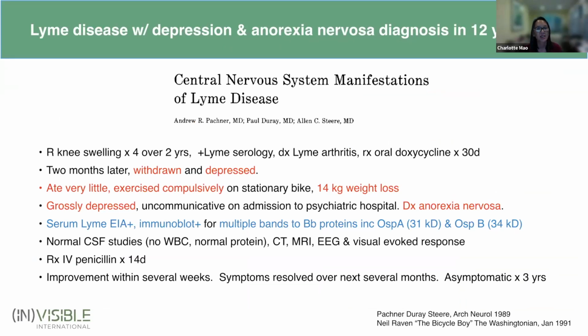So PANS presentations have also been reported with Lyme disease. This was actually a report that at the time was not recognized as being a PANS-like presentation, but the history is consistent with and would meet criteria for a PANS presentation. This is a 12-year-old boy who had knee swelling that led to a diagnosis of Lyme disease confirmed by serology. He was successfully treated, but 2 months later became withdrawn and depressed. He had obsessive compulsive behavior where he was exercising compulsively on a bike, and lost a large amount of weight. He was eating very little, was grossly depressed, and was diagnosed with anorexia nervosa and admitted to a psychiatric hospital.